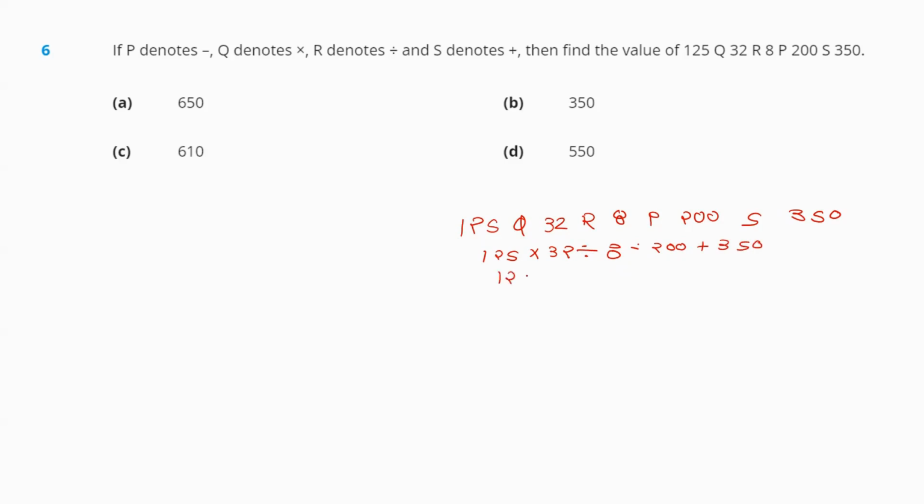So 125. First we'll do divide as per Bodmas rule. It will come 4 minus 200 plus 350. Now it will be 500 minus 200 plus 350. The answer will be 650. So answer A is a correct answer. Moving on to the next question.